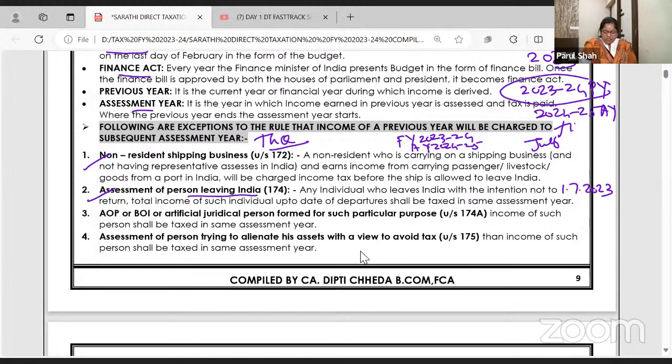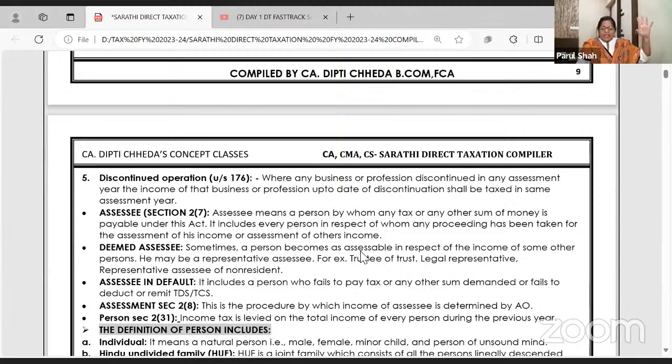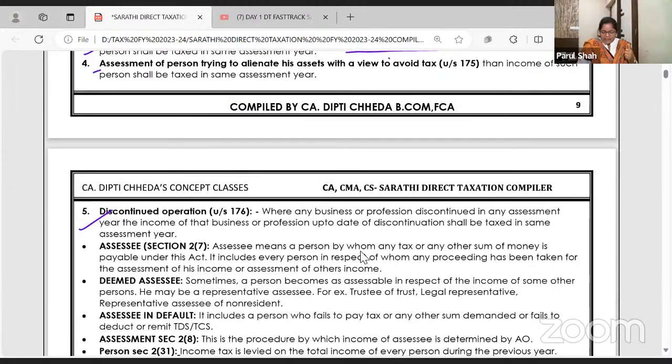So for whom the financial year and assessment year is the same, a 5 marks question repeatedly asked many times: non-resident shipping business, assessment of a person leaving India, and AOP BOI formed for a particular purpose. For example, I own an old property and you are a builder doing construction. Let us make a tower, my land, your construction, sell off the flats and dispose. We are not into partnership. Such joint ventures are asked to pay the tax there itself. Then, when a person is trying to alienate his asset, we know that if we wait till next year, this person might run away, so he's asked to pay. And discontinued operation: if a business is closed, pay the tax, get the tax clearance certificate and leave.